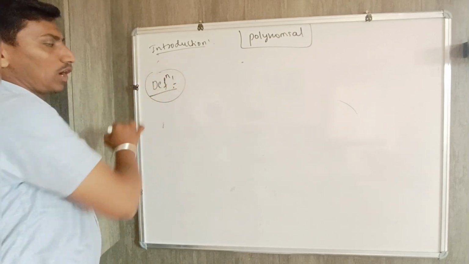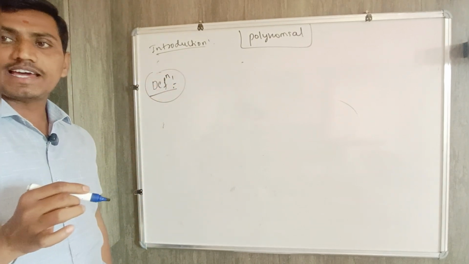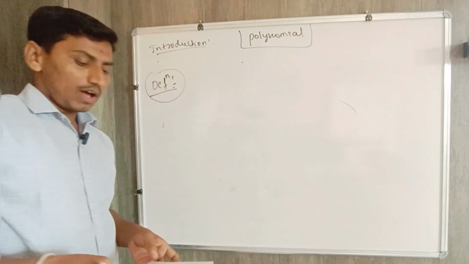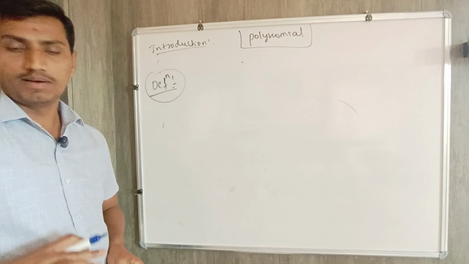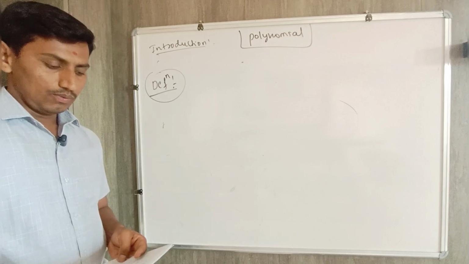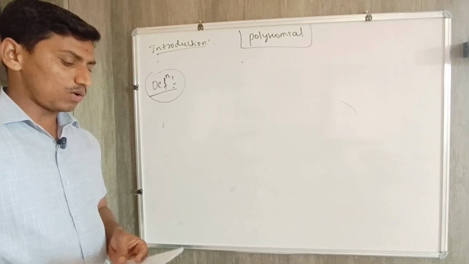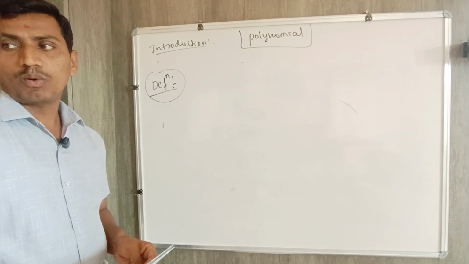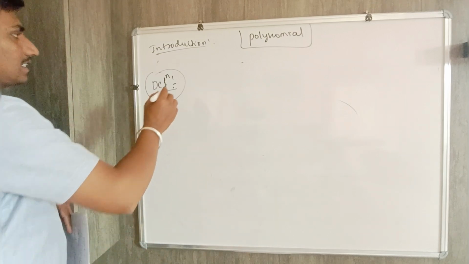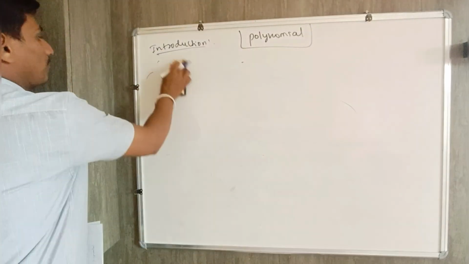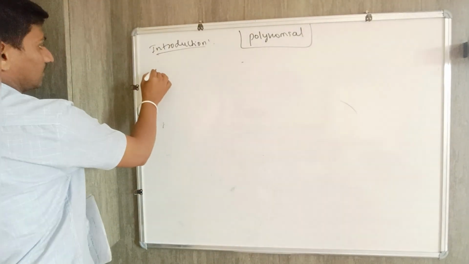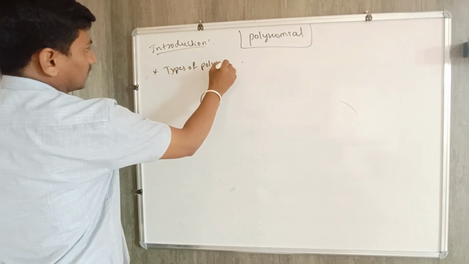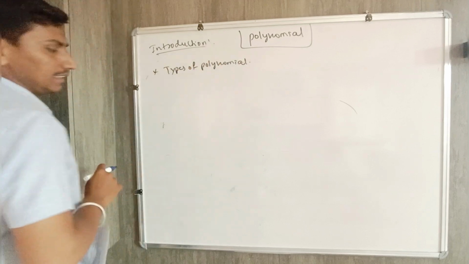So definition of polynomial. Polynomials are expressions with one or more terms, with a non-zero coefficient. It is called polynomial. Now see the next, types of polynomial. There are two types.